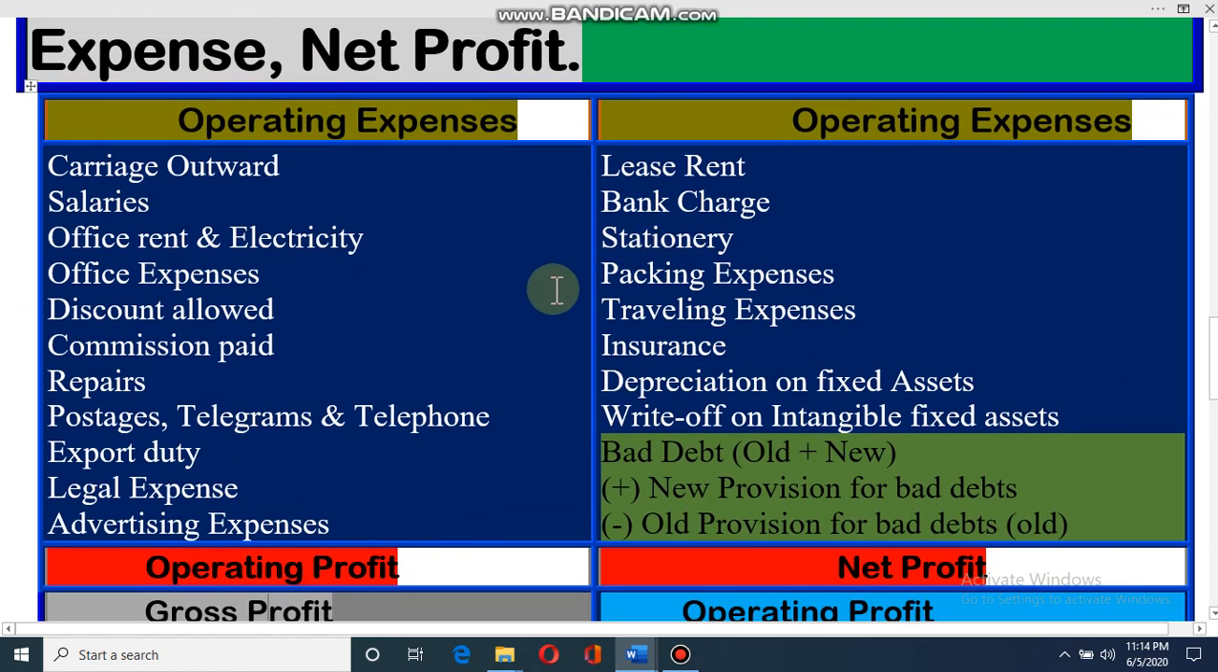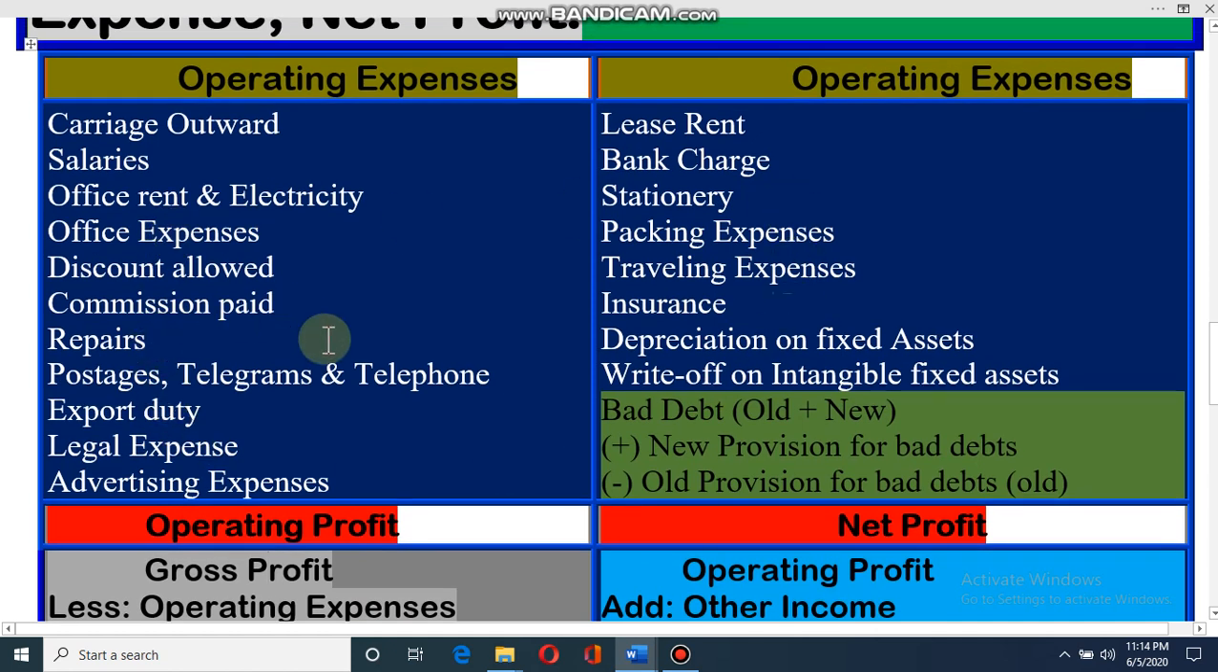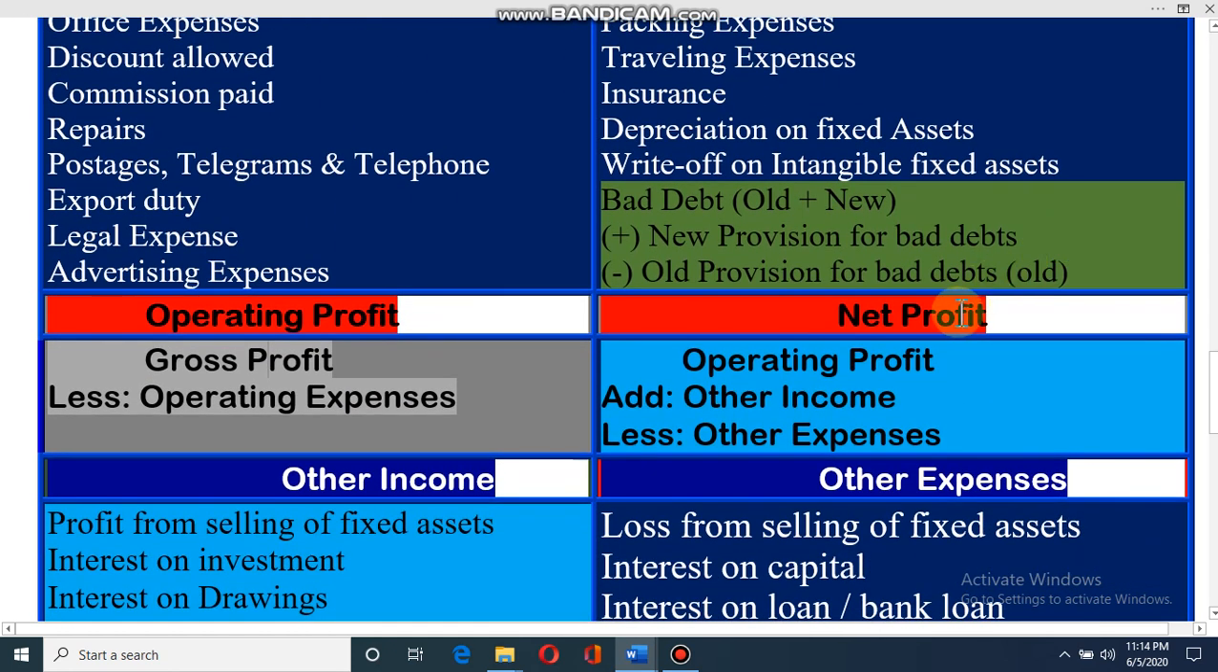Number one, gross profit, which you learned in the last class: net sales minus cost of goods sold, then gross profit. Now operating profit: gross profit less operating expenses, and you see the list of operating expenses. Then net profit, third step: operating profit, which you will find out from here. Then from that operating profit we have to add other income and deduct other expenses. Then you will find out the net profit.